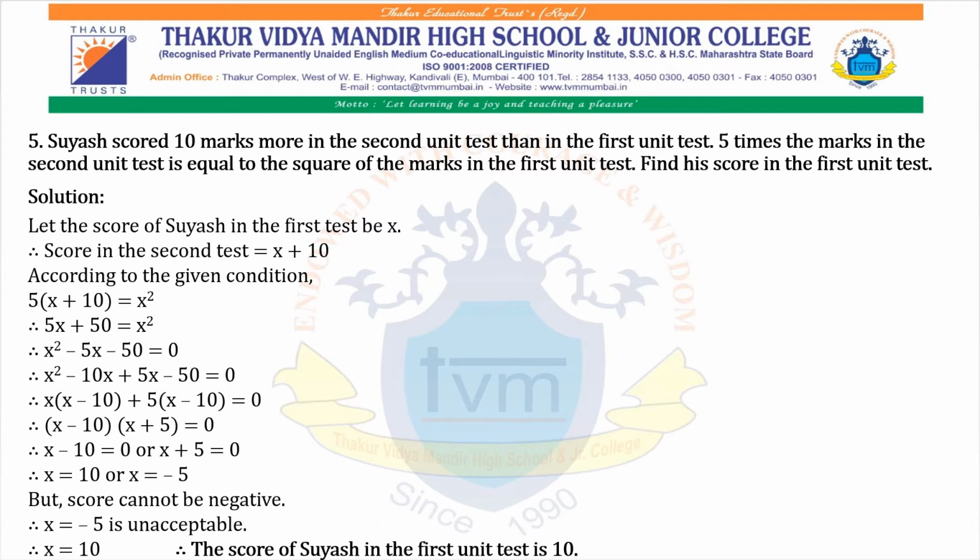But score cannot be negative. Therefore, x is equal to minus 5 is unacceptable. Therefore, x is equal to 10. Therefore, the score of Suyash in the first unit test is 10.